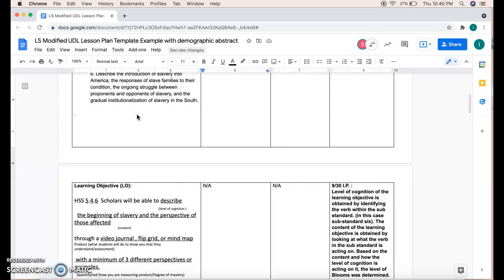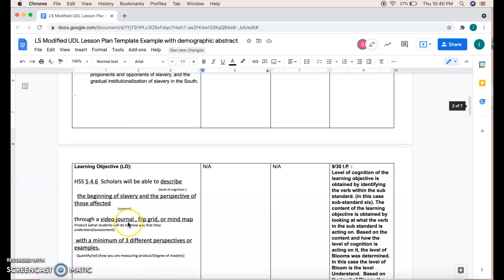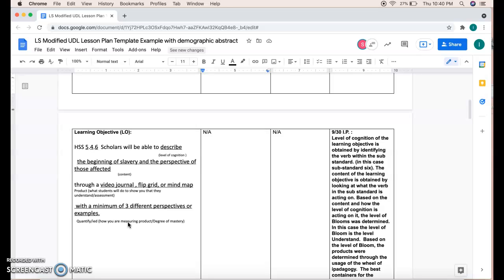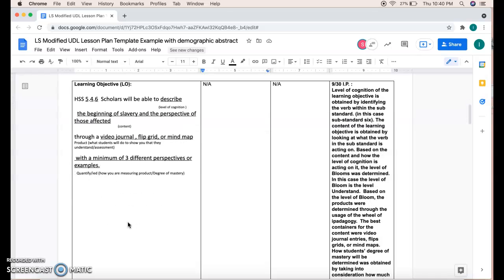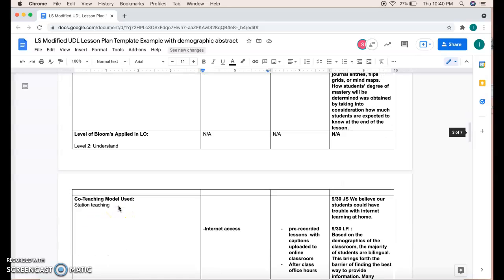For the content, we referred back to the verb, or level of cognition, in substandard 6 and saw what content it was acting on. And we condensed the content into 10 words to fit the requirements of the learning objective. Our products were determined by figuring out what level of Bloom's taxonomy the level of cognition was under, and we found that the level of cognition described is under level 2, understand, in Bloom's taxonomy.